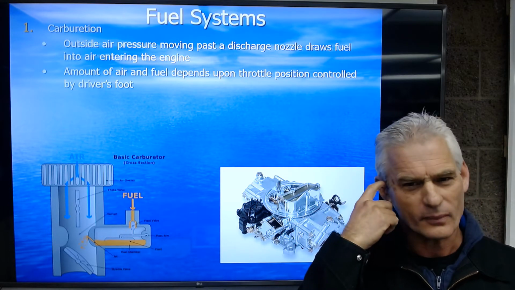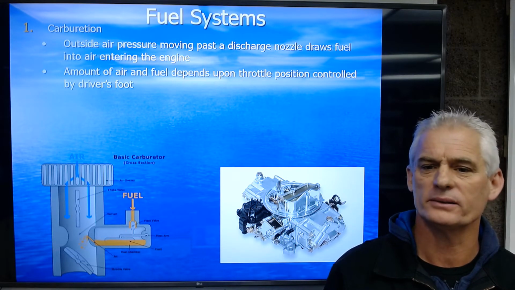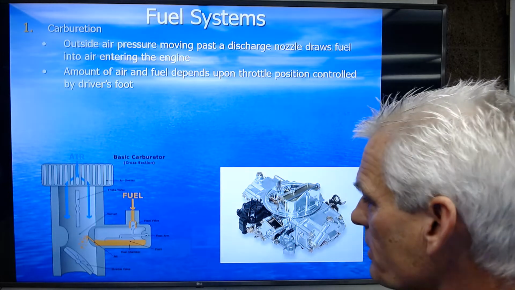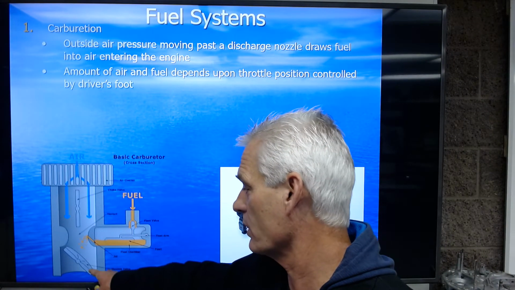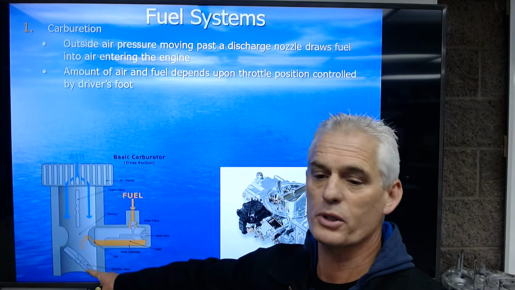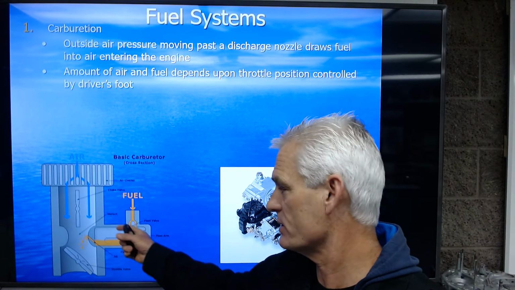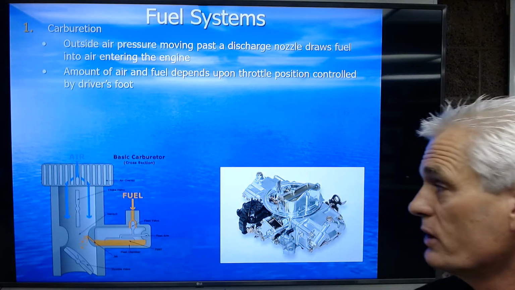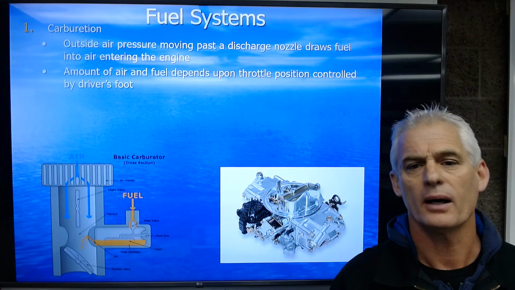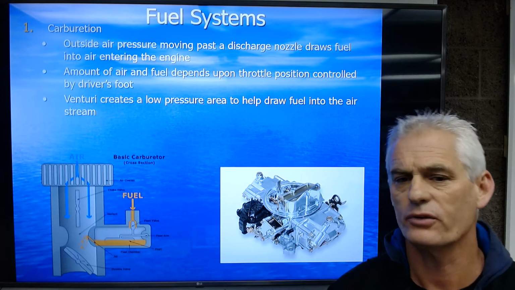The amount of air and fuel that goes into the engine is dependent upon how far down you push this throttle valve open. So on a carbureted car, when you push the gas pedal, it actually lets air and fuel into the engine, whereas a fuel-injected car is quite a bit different. Again, a carburetor is a fuel mixing device.